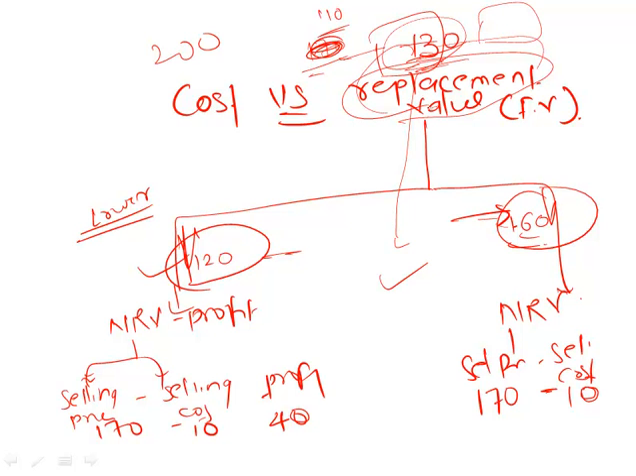Are we good? Any questions? I just want to understand, when we are trying to compare the cost with the replacement value, will it always happen that when we are trying to calculate the NRV, the selling price will always be more than the cost of the product? Yeah, that's logical, because if the current market value of that product is 130, I will have some profit and then I will sell it at a higher price.